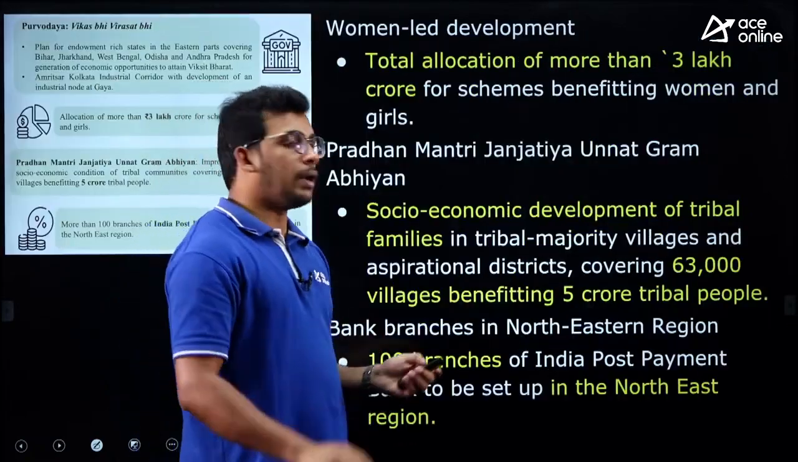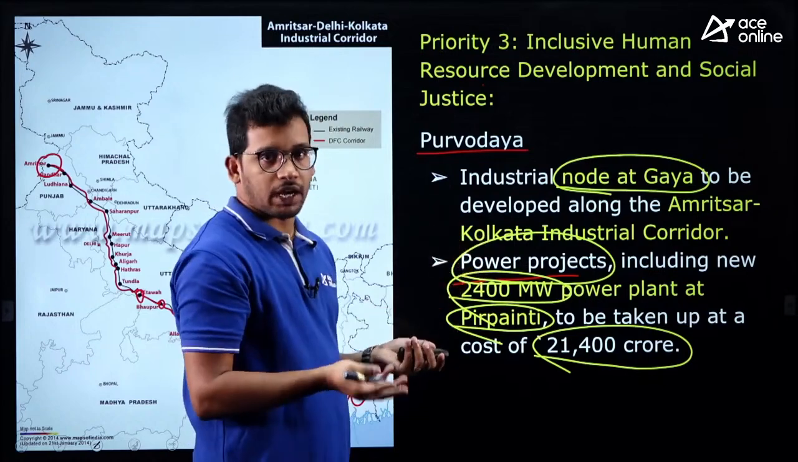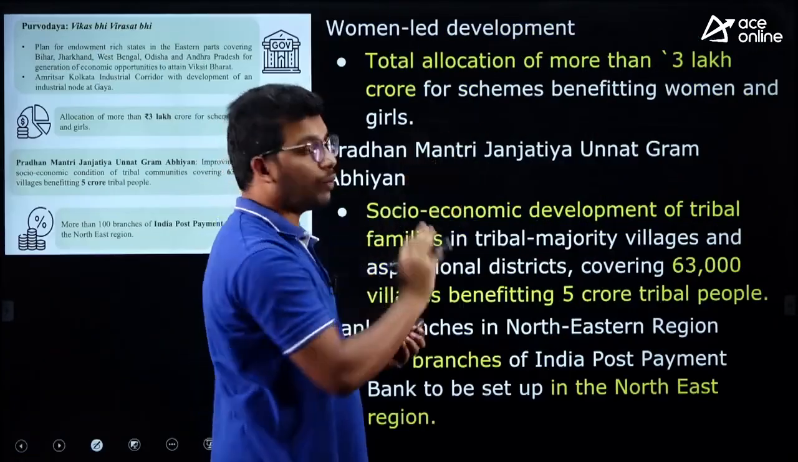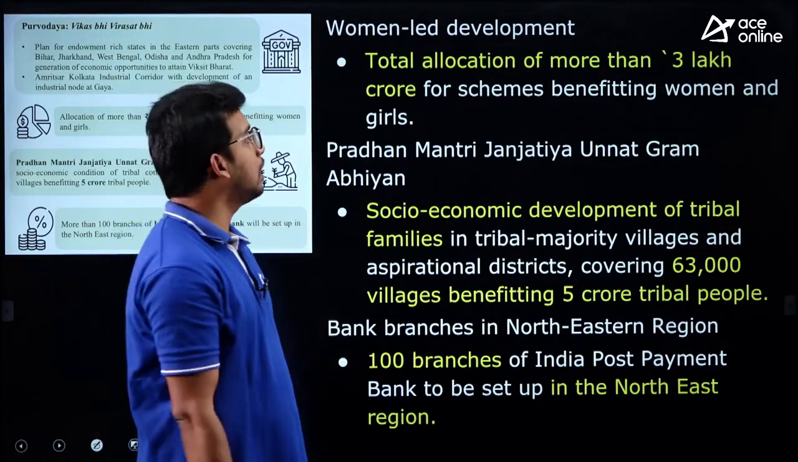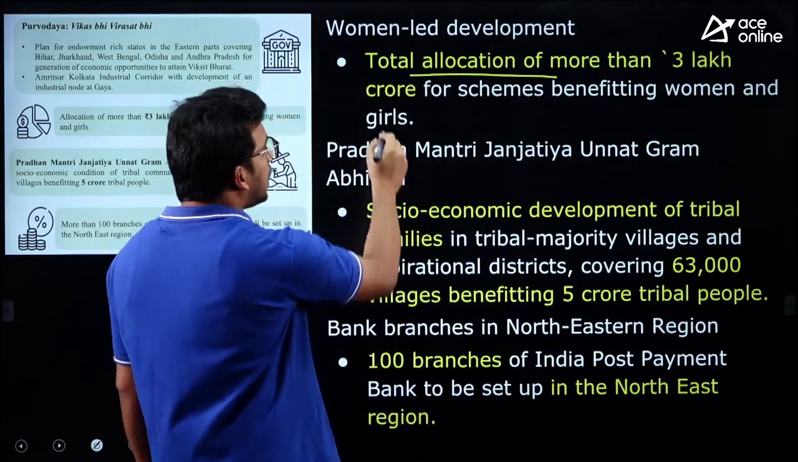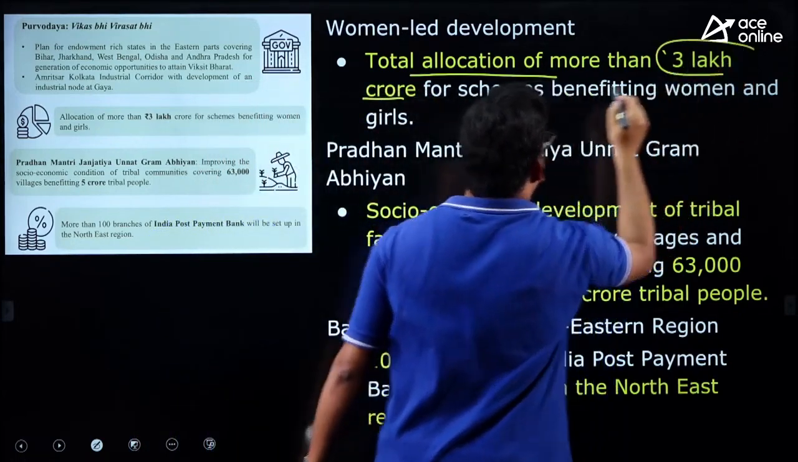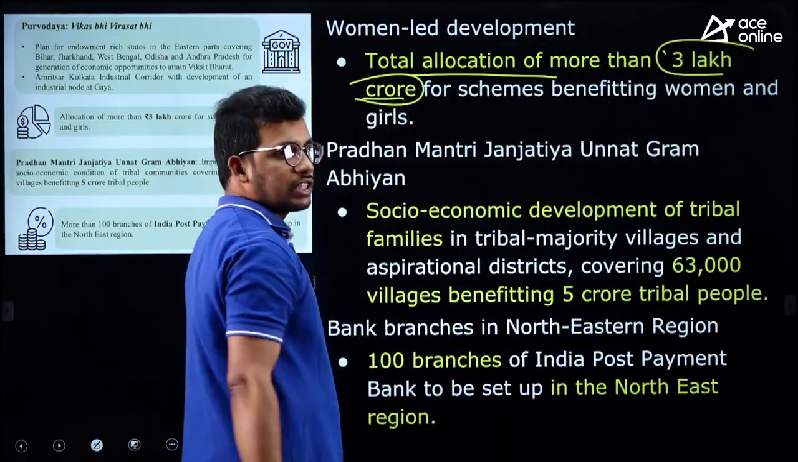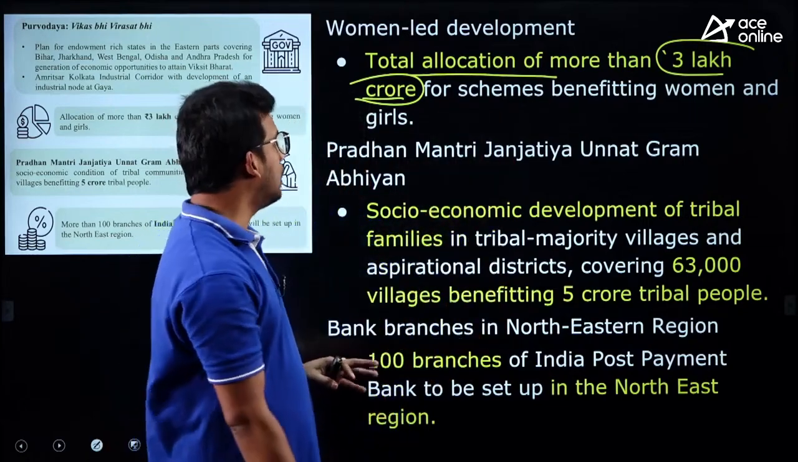Now again, women led development. Here, inclusive means we have seen the states being pushed, Bihar and Andhra Pradesh were pushed, and now individuals, women, are also going to be focused on, right. So the total allocation for women is going to be more than 3 lakh crore for the schemes. This is a very important one to remember. A total of 3 lakh crore for scheme benefits specifically of women, the government is going to allocate, fine.